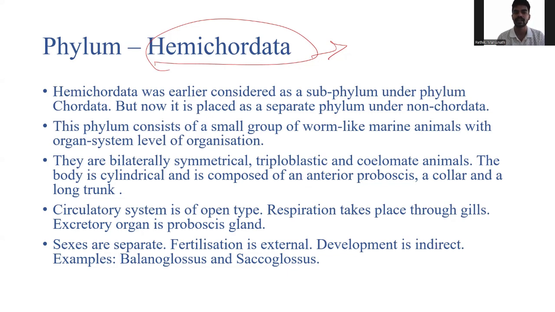This phylum consists of a small group of worm-like marine animals with organ system level of organization. They are bilaterally symmetrical, triploblastic and coelomate animals. The body is cylindrical and composed of an anterior proboscis. What exactly is this proboscis? If you consider the example of Balanoglossus, you will find them.